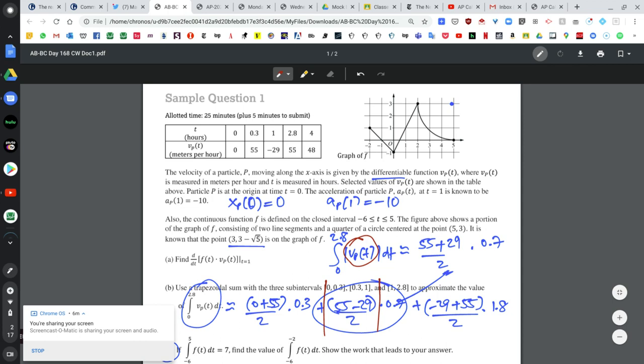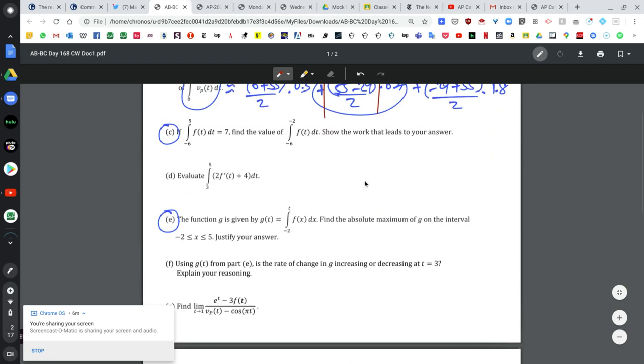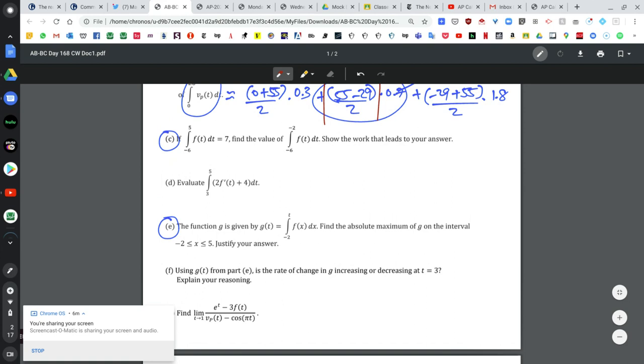We're skipping C. We'll go to D. It says evaluate that expression. You can pause the video, attempt it yourselves.